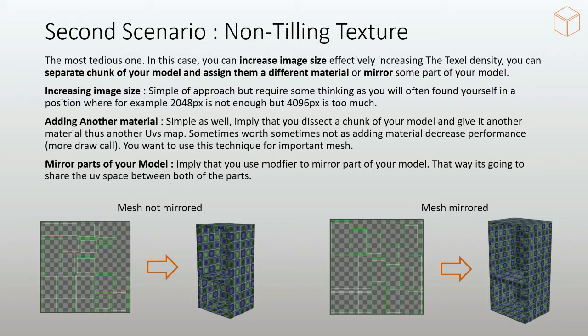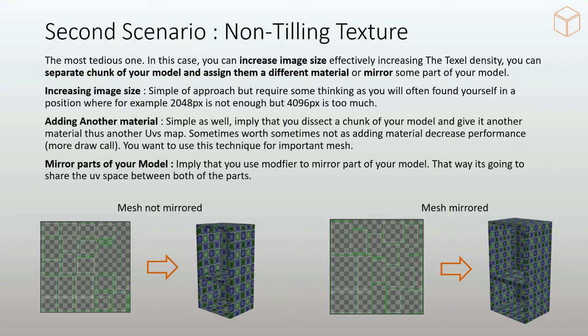Second method is going to be adding another material. This one is simple as well, but I don't recommend using that on every model because the more materials you have on a model or a scene or a game, the less performance you will get. So if you're making a render, it's going to increase the render time, and if you're making a game, it's going to decrease the performance of your game. So you want to use that technique on really important meshes.